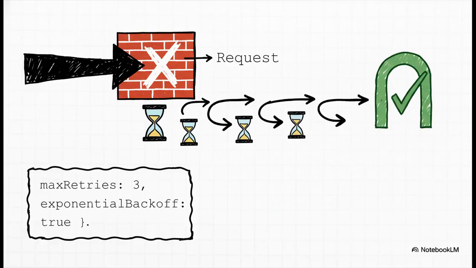For example, what happens when you actually do get rate limited? Well, you can just configure automatic retries. You can tell it, hey, try again up to 3 times. And you can even enable exponential backoff, which smartly increases the delay between each retry attempt. That's a super common best practice, and it's just built right in.